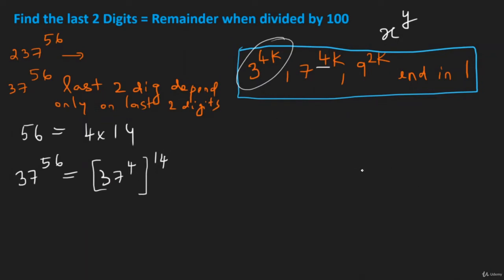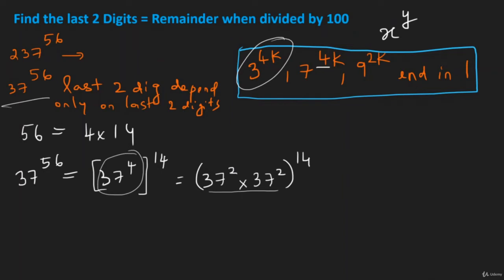Why is that so? Because a to the power m to the power n can be written as a to the power mn. So I have written 37 to the power 56 as 37 to the power 4 to the power 14. Alright, now let me simplify this. I can write this over here as 37 square into 37 square to the power 14, right? I've written 37 to the power 4 as 37 square into 37 square.